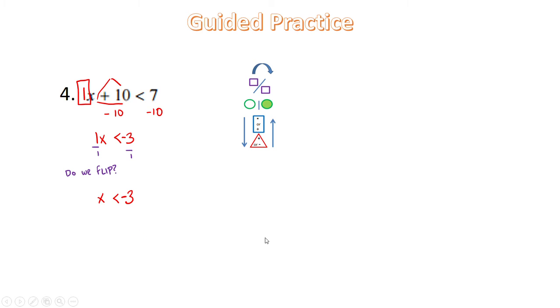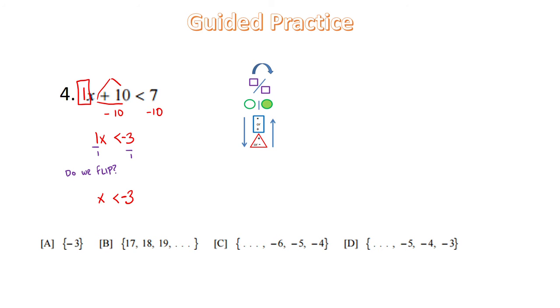Okay, so that would be anything less than negative 3. So looking at my answer choices, all the numbers that are less than negative 3, we can't include negative 3 because it doesn't have a bar under it. So no bar. Let me erase that so somebody looking at this doesn't get confused. We would want all the answers that are less than negative 3, which would be C.